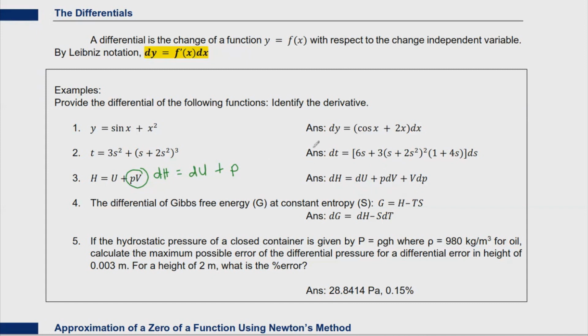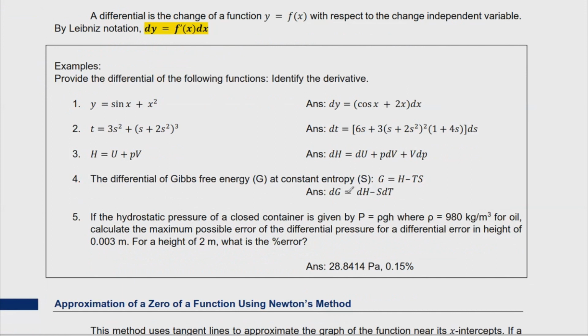Okay, so now let's proceed with number 4. It says here the Gibbs free energy, or G, in the equation it's here G, at constant entropy. So constant entropy, it says here that the entropy is S. So we need to find the differential of this equation. G is equal to H minus TS.